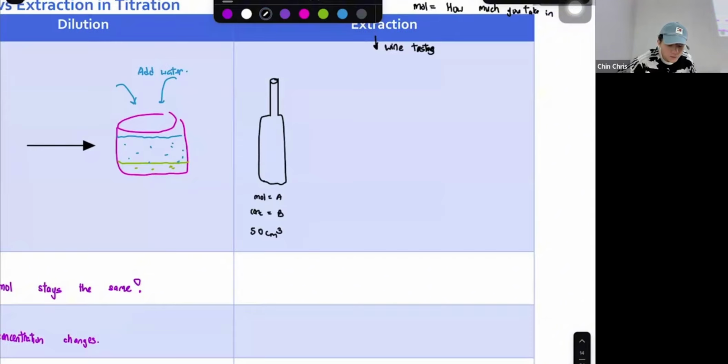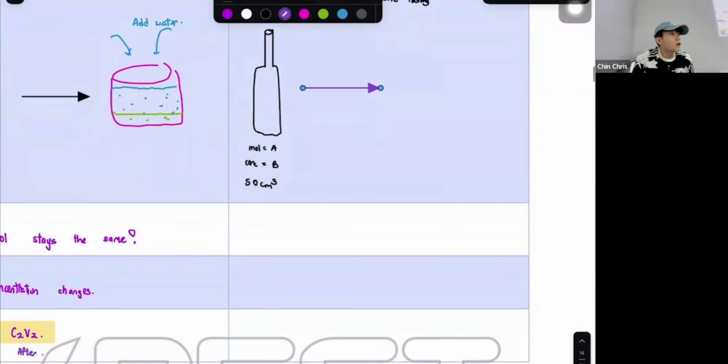For wine tasting, you are not drinking the entire thing. You just take a sip. You'll be like, oh Dad, I want to try how wine tastes. So you just take a sip, and we call it extraction. Maybe you pour out a 10 cm cube or a 5 cm cube.